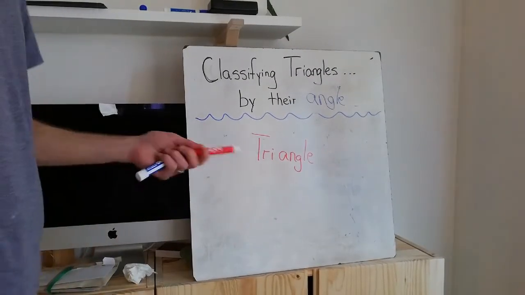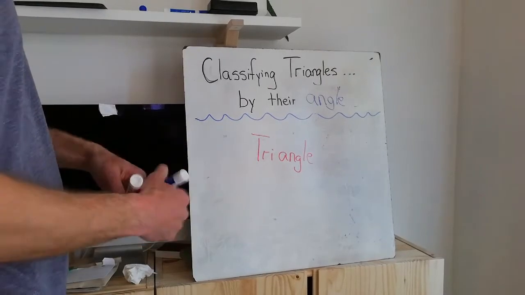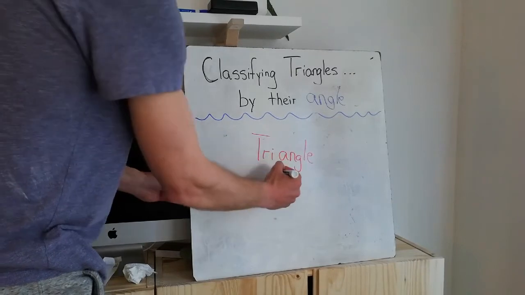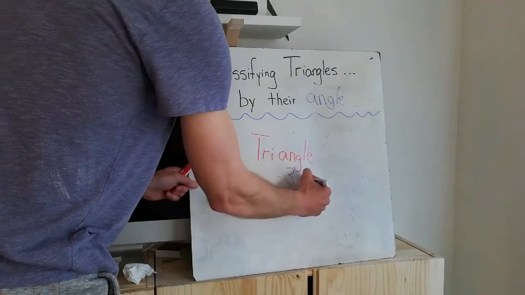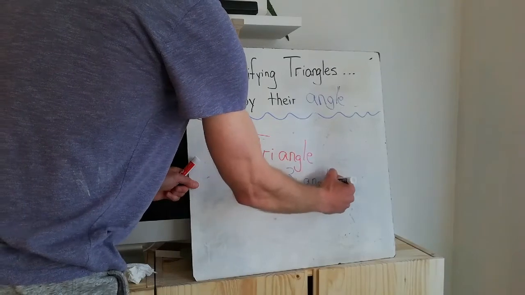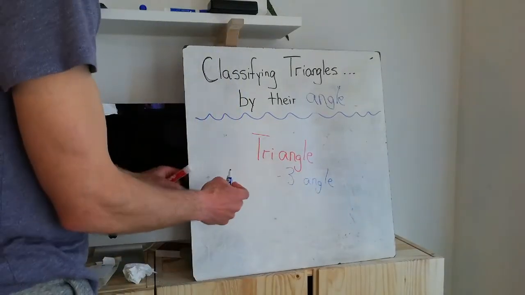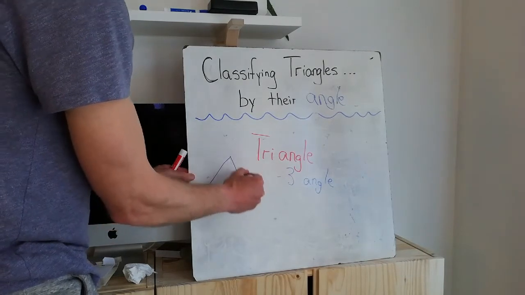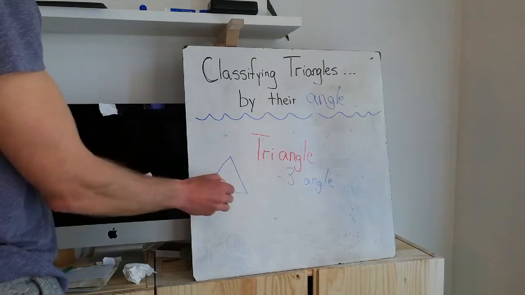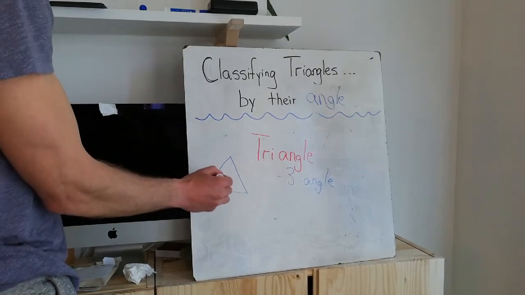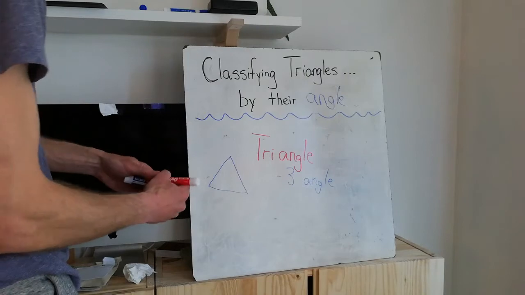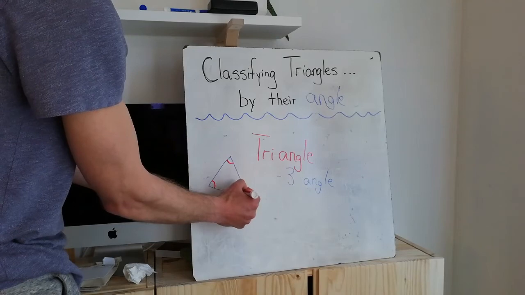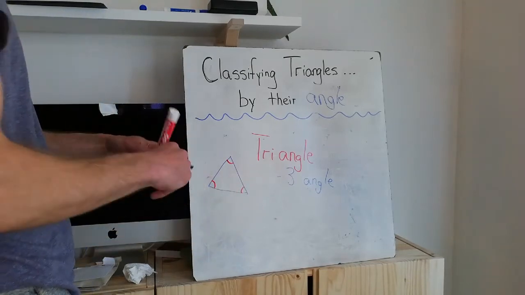Okay, so moving specifically to triangles, as we talked about before, a triangle has three angles. If you draw any triangle, it has three lines, and where the lines meet, there's a certain amount of turning between the two lines. So this would be an angle, this would be an angle, and that would be an angle. Every triangle has three angles.